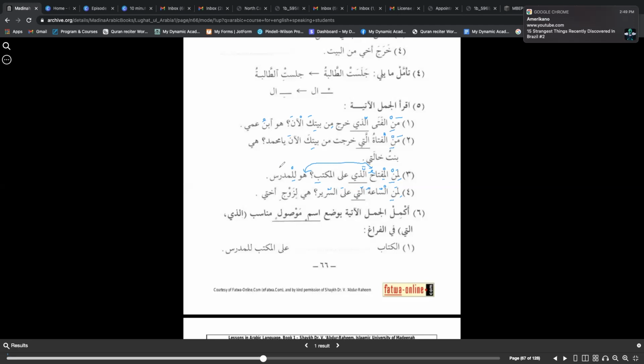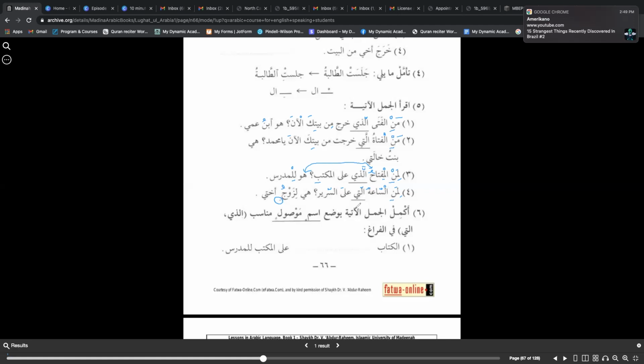Li zawji ukhti. Li zawji, and this is idafa, so that's why zawj only has one haraka. If it wasn't for this lam of milkiya, then the haraka would be a dhamma. But because of the lam of milkiya, it makes zawj what? Majroor. It's a harf jar. So since it's majroor, the sign of being majroor is this. What? Kasra. Li zawji ukhti. It belongs to the husband of my sister. Li zawji ukhti.